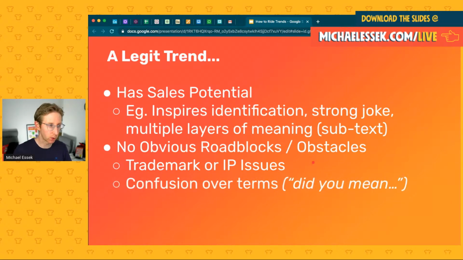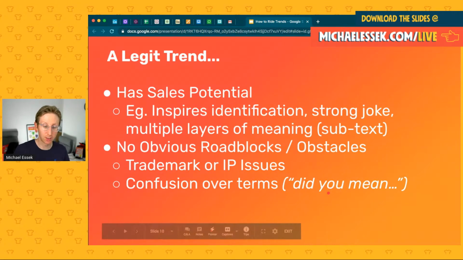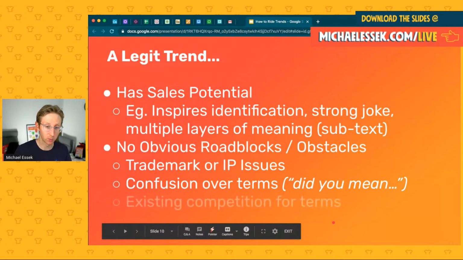Another one, which I shared in my email earlier this week, is that there can be confusion over terms. So if you have a misspelling and you put that into Google or Amazon and it can't find a lot of results for that, it might say, did you mean this instead of this? And that can prevent designs being found in the first place. So that's something to look out for.